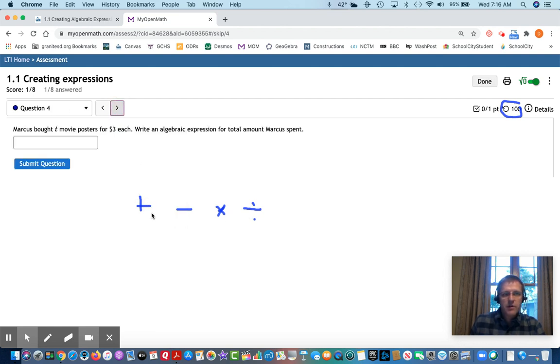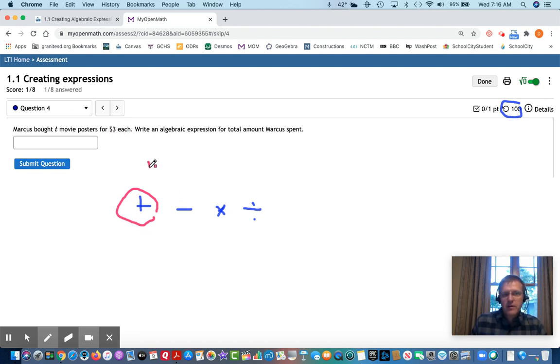And then Marcus bought T movie posters for $3 each. $3 each. How do you do that? Well, again, is that add, subtract, multiply, or divide? Now, I'm just going to point out on this one, sometimes students say add on this one. Let's just think about that for a minute. So if you said that $3 each is plus, let's take an example.